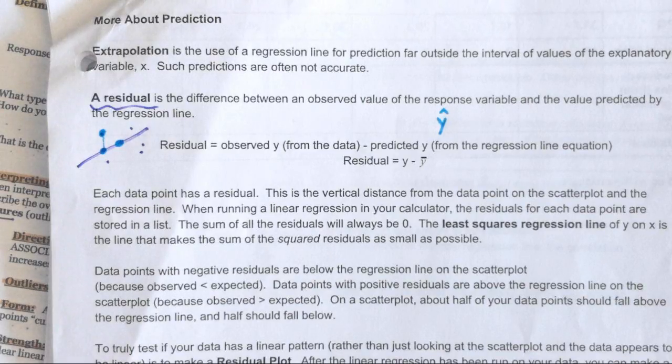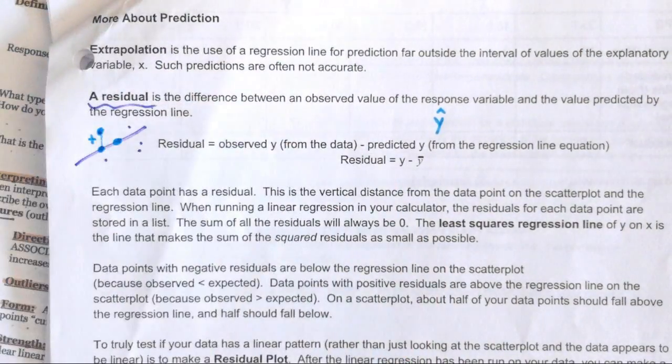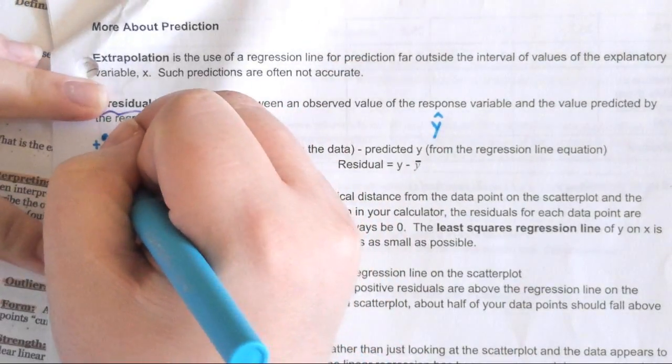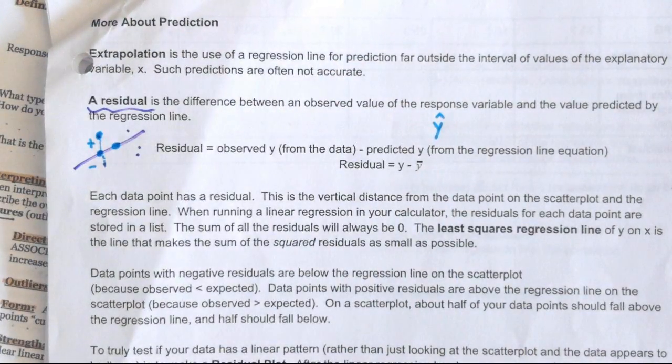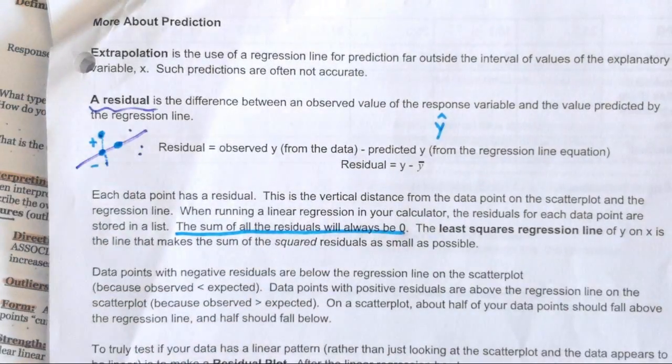So when you're running a linear regression in your calculator, the residuals are actually already stored in a list, and the sum of all the residuals will always be 0. For instance, on this line, my one point is positive, above that purple expected line, whereas this point down here is negative and below. The line we placed fits so well that the difference between the positive and the negative ends up balancing out. So the sum of all the residuals is always 0, and that is something you're supposed to know.